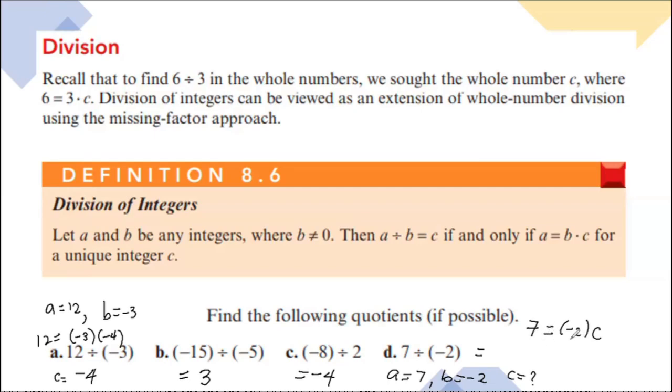Kumbaga, wala tayong makukuhang product na kapag ang any value ng C, times mo sa negative 2, ang magiging result ay 7 for any integers. So therefore, letter D is not possible in the set of integers.